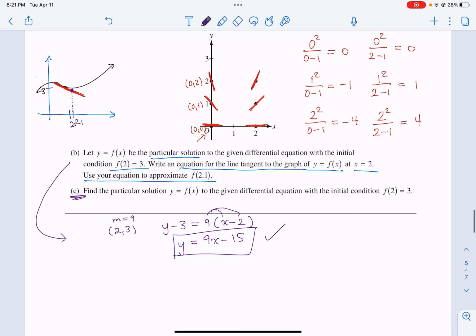And then at the end, we want to approximate f of 2.1. The approximation is just going to come from this tangent line. So we're going to plug 2.1 into the right side of that tangent line. This is equal to 18.9 minus 15, which is 3.9. So there we go.